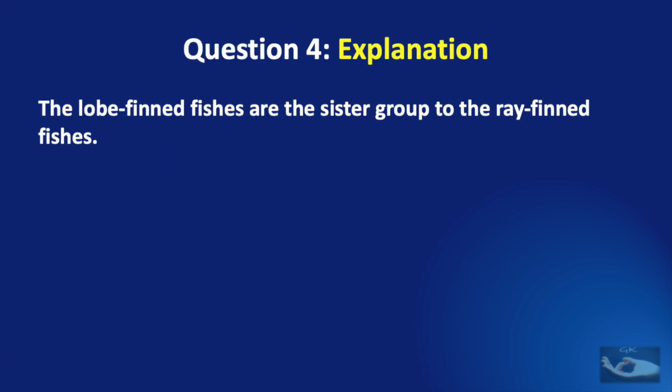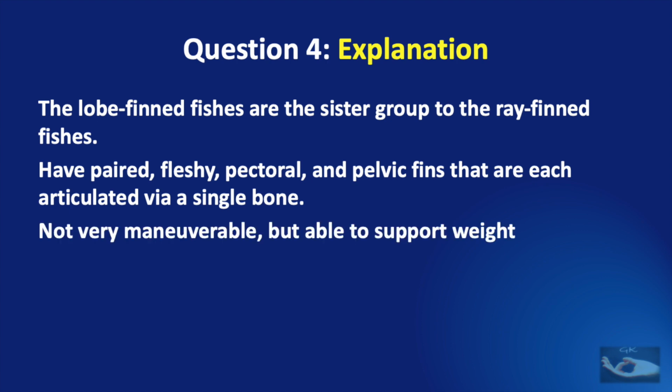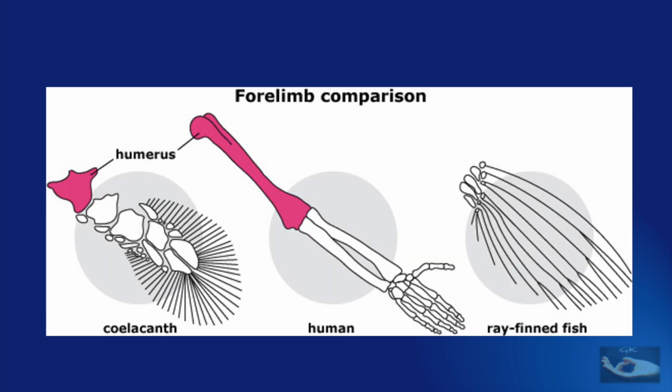The lobe-finned fish are the sister group to the ray-finned fishes. All the fish that we see normally are the ray-finned fish. The lobe-finned fish are different from the ray-finned fish in that they have paired fleshy pectoral and pelvic fins that are each articulated via a single bone. These lobe fins are not very maneuverable but will be able to support the weight. As you can see, there is a single bone connecting the lobe fin to the body of the fish.